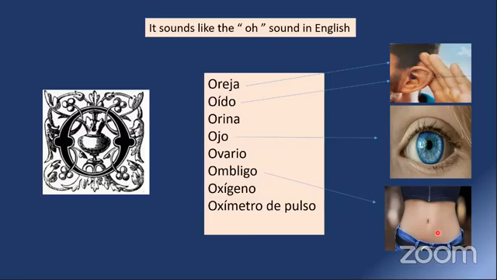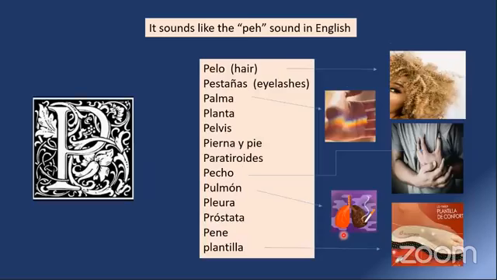Sounds like umbilical, right? So now you know the Latin and Greek roots. Ombligo. Oxígeno. You know that. Oxímetro de pulso. You also know that. First lesson, Spanish for Medical Professions 3. Pulse oximeter.